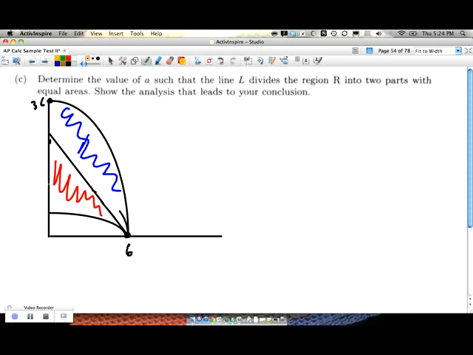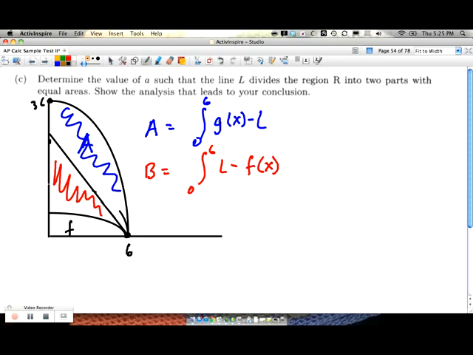The blue, call that A. Region A is equal to the integral from 0 to 6 still of g of x minus L. And region B is equal to the integral from 0 to 6 of L minus f of x, because in B, L is on top and f of x is on bottom. So if I were to label these, this is my f, this is g, this is my line L. So we want to make those two equal to each other.